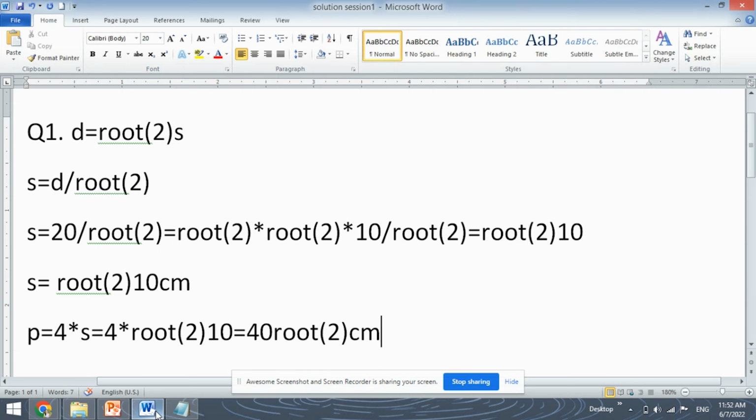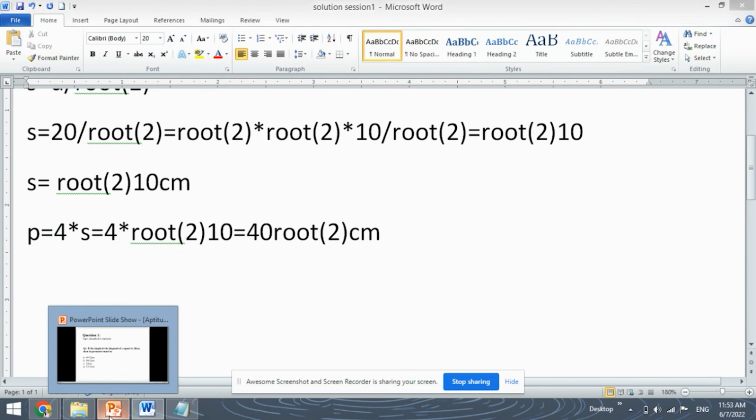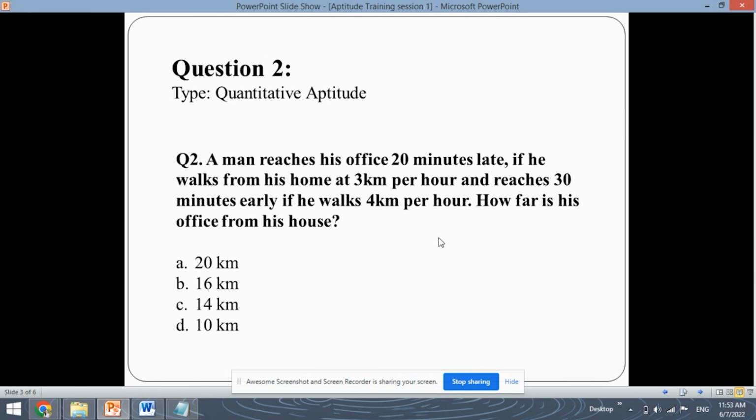I hope you've understood the first question. It is very simple. You just need to put the values into the formula. Now let's move on to the second question. First, let's check out the question.